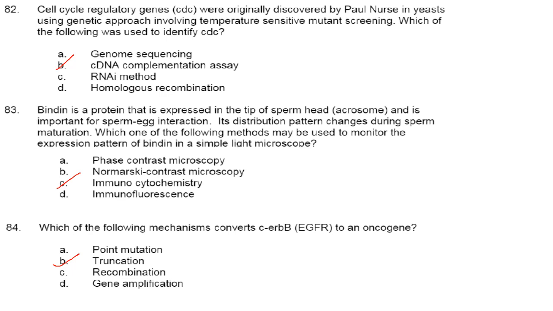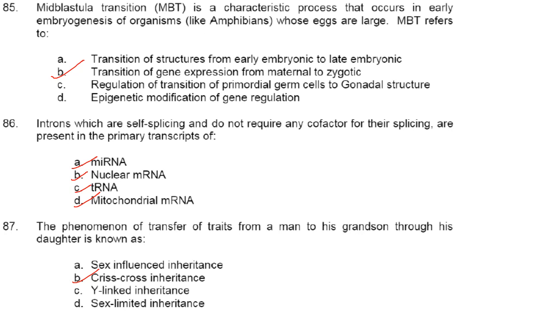Then next one. Which of the following mechanisms converts c-ErbB, EGFR, to an oncogene? So it is truncation. Answer is option B. Then mid-blastula transition is a characteristic process that occurs in early embryogenesis of organisms like amphibians whose eggs are large. Mid-blastula transition refers to: at this stage, the zygote starts producing its own mRNAs that are made from its own DNA and no longer uses the maternal mRNA.